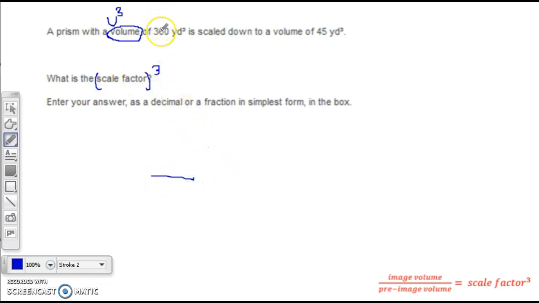So we start with 360 and we scale it down to 45. That means 360 is my pre-image and 45 is my image. So the pre-image goes on the bottom, the image goes on top, and that has to equal the scale factor cubed. A long time ago we learned that the scale factor is usually the letter K, so I'm going to go ahead and let it be K. You could let it be X, it's not a big deal.